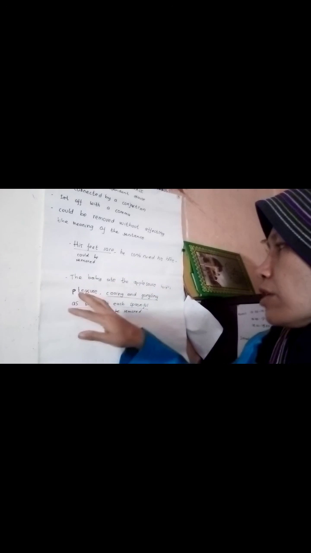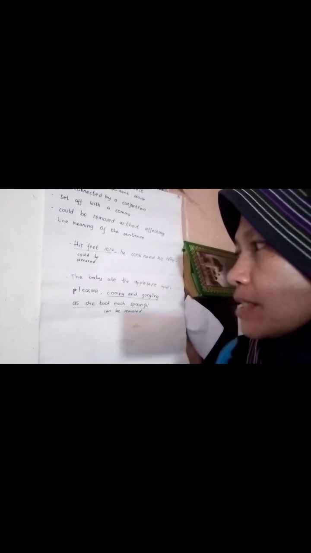He continued his hike. The second is, the baby ate the applesauce with pleasure, cooing and gurgling as he took each spoonful. This "cooing and gurgling" part can be removed, and the main sentence still does make sense. The baby ate the applesauce with pleasure. It's a complete sentence.